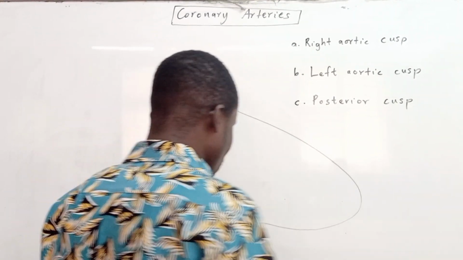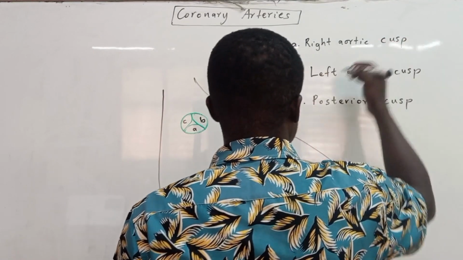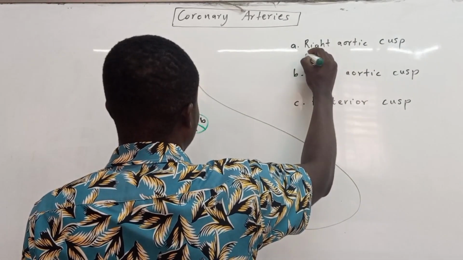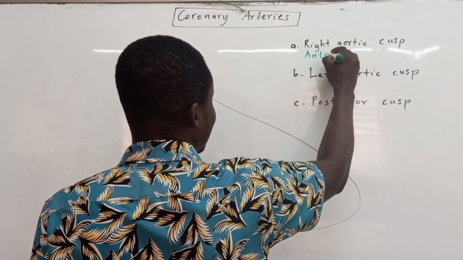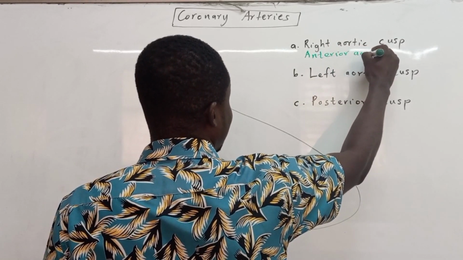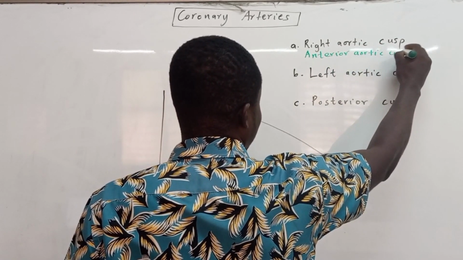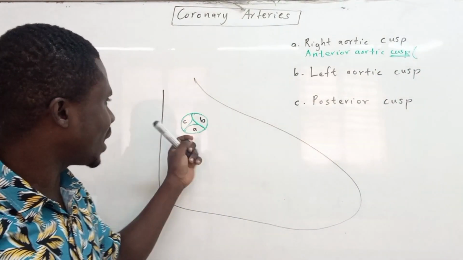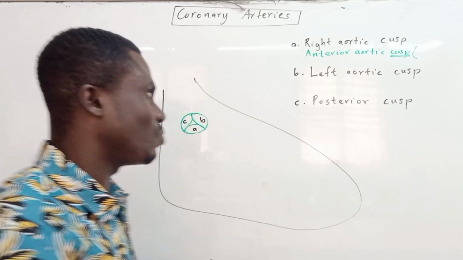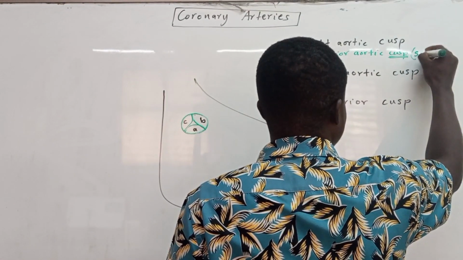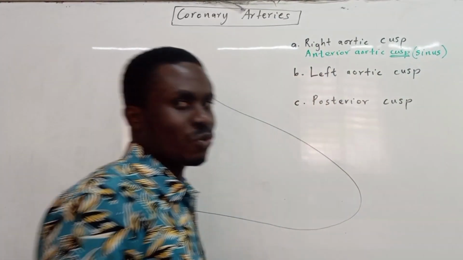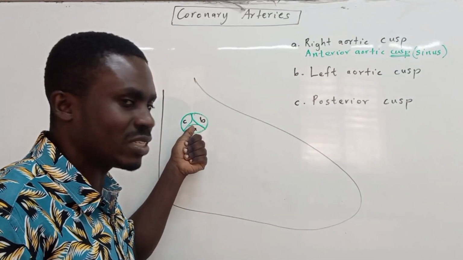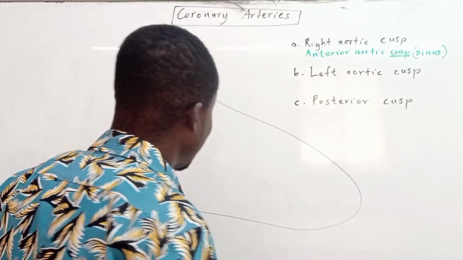And that is why this one may also be called the anterior aortic cup. And my friends, just above this anterior aortic cup there will be a space, and that space will be called the anterior aortic sinus. So look at it, the name is anterior aortic sinus. The space captured above this cup will be called the anterior aortic sinus.